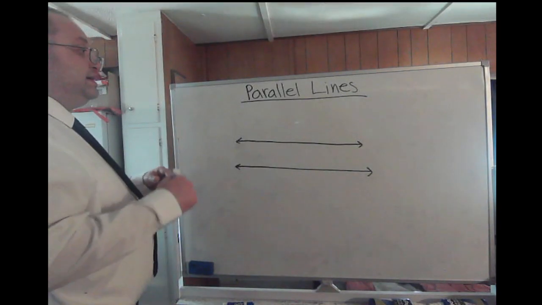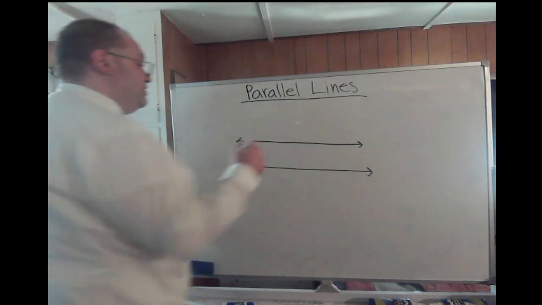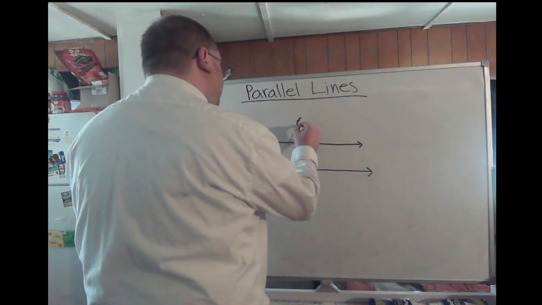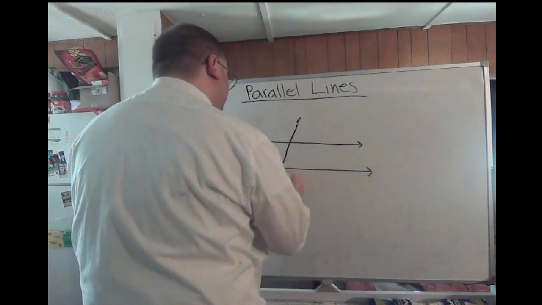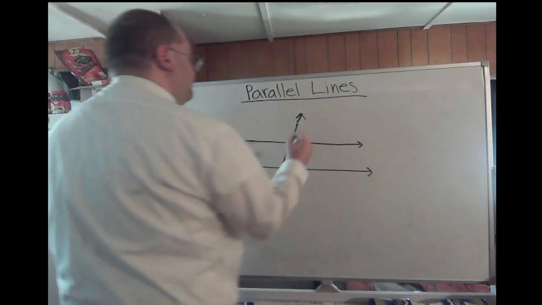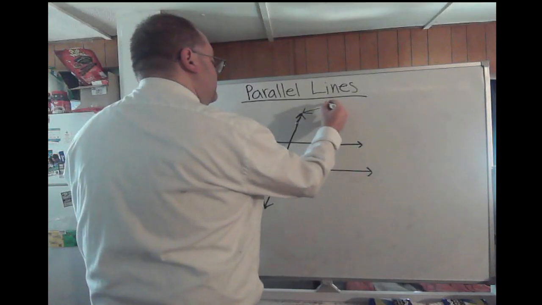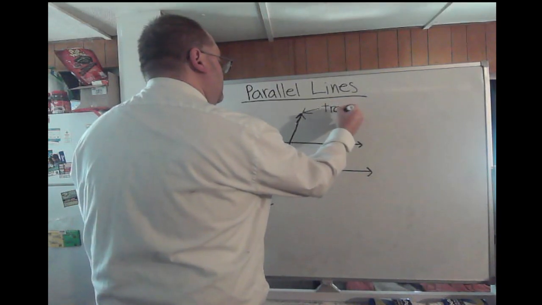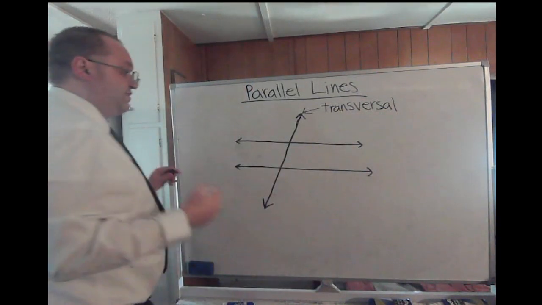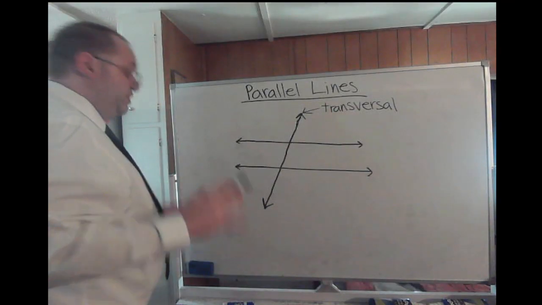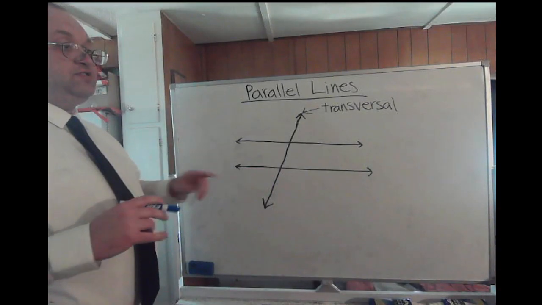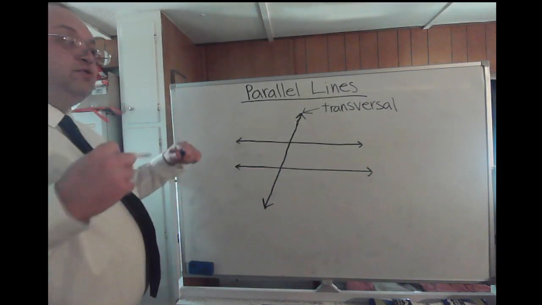Okay, well that's great. Now what are we going to do with these? Well, there is an idea. This is where it gets fun. If you cut these lines off, that line that intersects these is called a transversal. The line that intersects the parallel lines is called a transversal. If you have two parallel lines that are intersected by a transversal, then we get certain types of angle relationships.